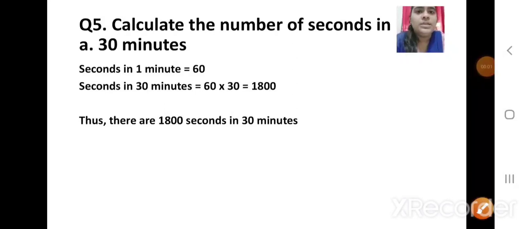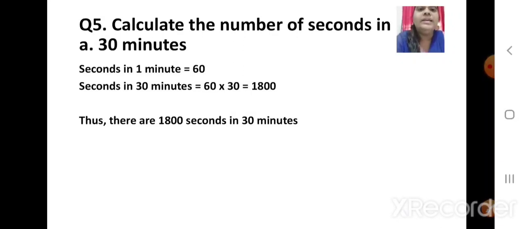Last one is question number 5. Write down the question, everyone. Calculate the number of seconds in 30 minutes. Okay, in 30 minutes, how many seconds are there that we have to calculate? Okay, now in 1 minute, we know how many seconds are there. How many? 60. It's always 1 minute is 60 seconds. Okay, in 1 minute, there are 60 seconds.